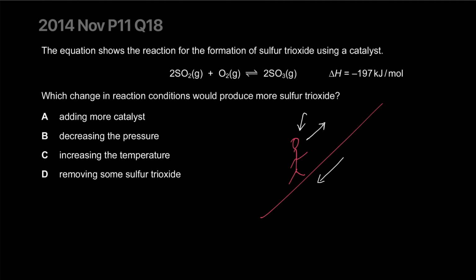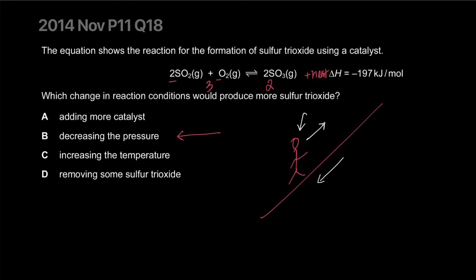Decreasing the pressure. Increasing the pressure, as I remember it, favors the side with the least moles of gas. So decreasing the pressure should favor the side with the most moles of gas. Over here you see on the left hand side we have 3 moles, 2 from here and 1 from here, and on the right hand side we have 2 moles worth of gas. So decreasing the pressure will favor the left hand side, decreasing the quantity of sulfur trioxide. Increasing the temperature, well, this is an exothermic reaction and is producing heat here.